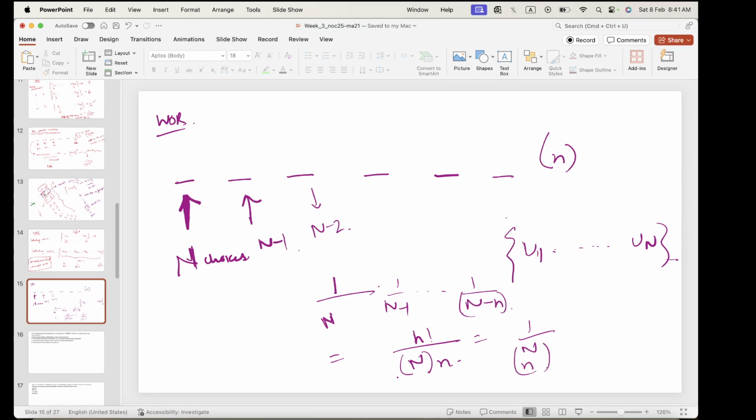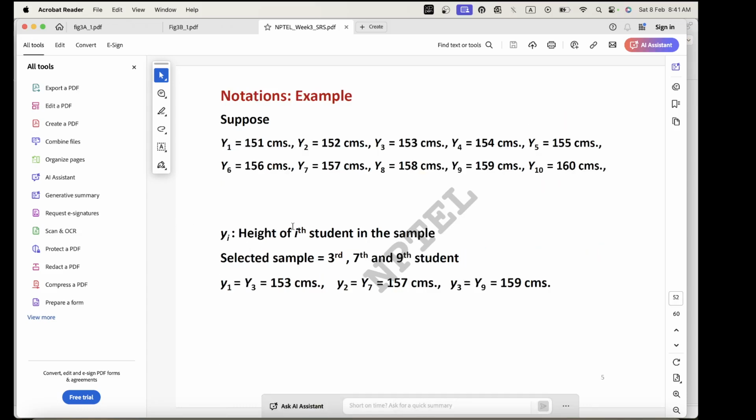So this is a little more confusing, I believe, to understand, but I would ask you to remember this sort of a scheme. This helps to solve questions, but for the proof of why it's 1 by NCN, you can look up this document where they have provided the proof.